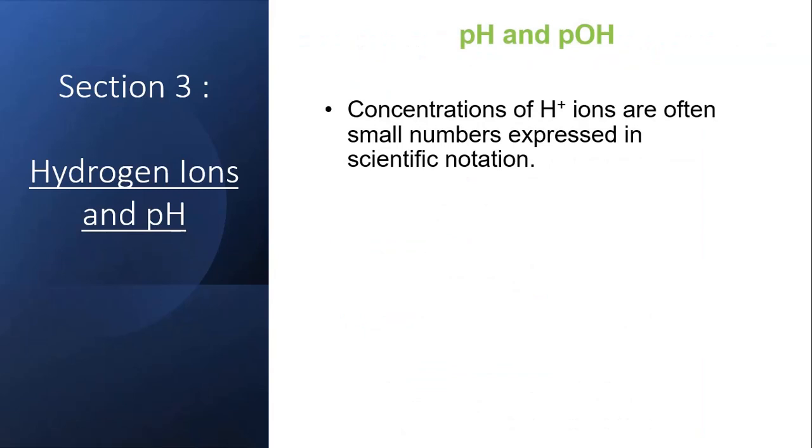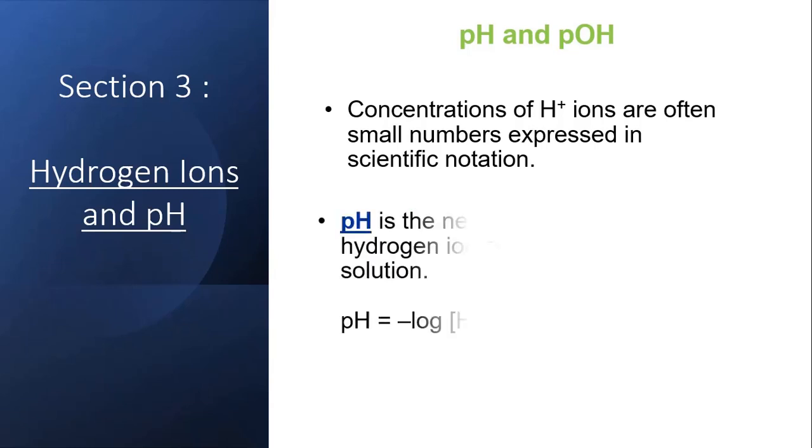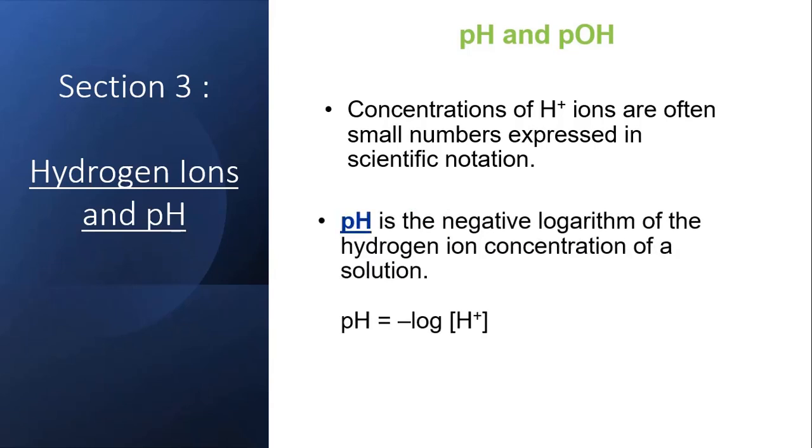Let's move on now to pH and pOH concepts. The concentrations of H positive ions are often small numbers expressed in scientific notation. This is why we usually have, let's say, 5 times 10 to the power negative 9, or we have 1 times 10 to the power negative 7, which is like the water example. What's the meaning of pH? And how could we use the concentration of H positive to get the pH value? pH, from the definition, is the negative logarithm of the hydrogen ion concentration of a solution. So, looking at its math, pH equals negative log of the concentration of hydrogen ion.